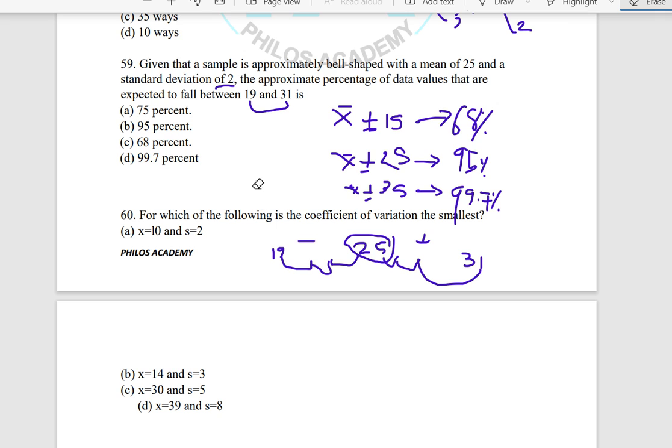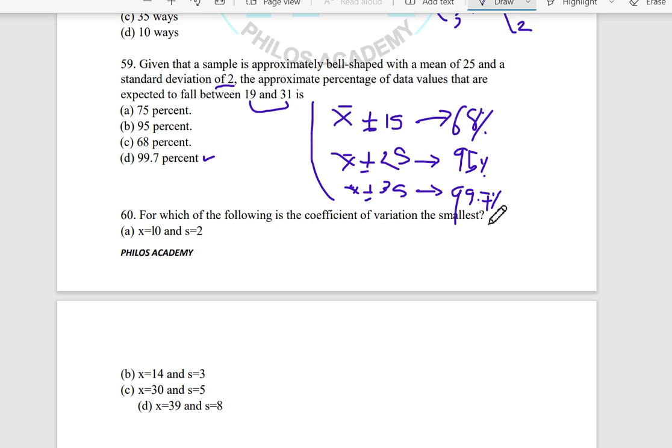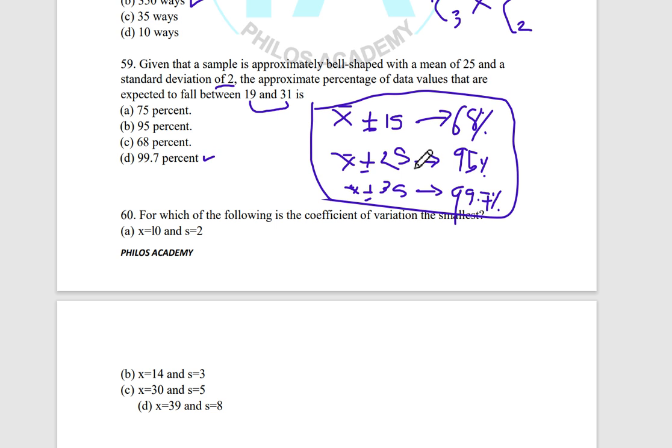So the correct answer is D. It is three standard deviations away from the mean, so the correct answer is D, 99.7%. You must know this by heart.